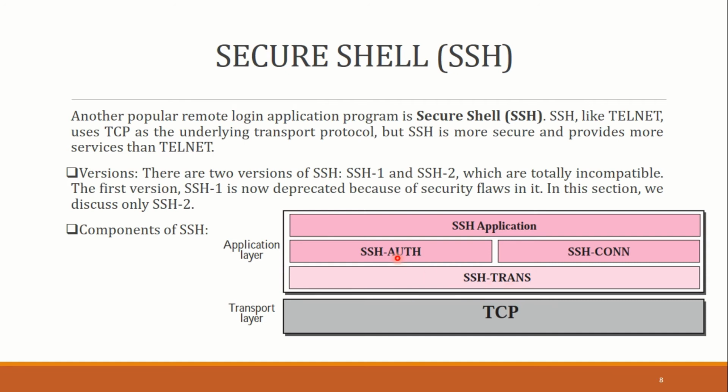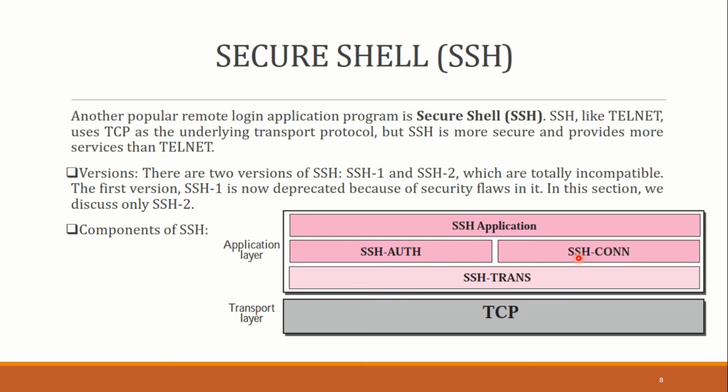Now, after a secure channel is established between the client and the server, and the server is authenticated for the client, SSH can call another piece of software that can authenticate the client for the server. Then comes the SSH connection protocol.